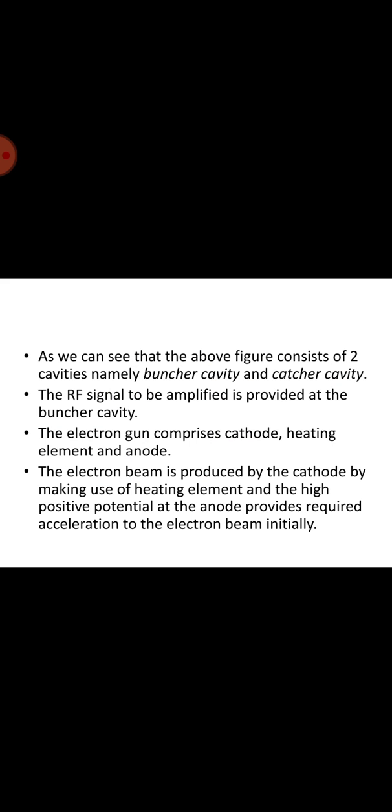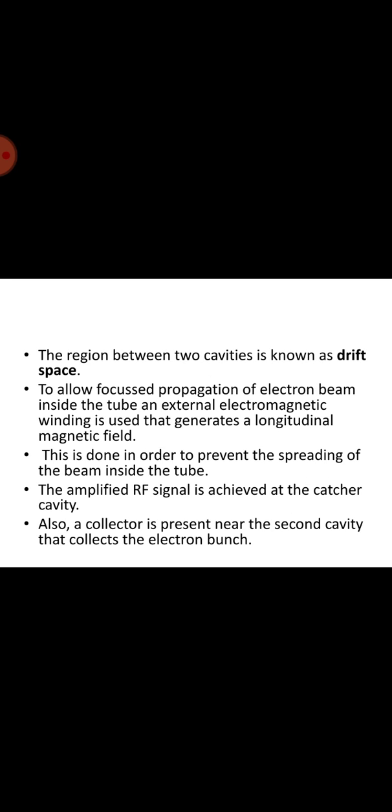This diagram shows the structure of the two cavity klystron. As we can see in the figure, it consists of two cavities called the buncher cavity and the catcher cavity. The RF signal to be amplified is provided at the buncher cavity. The electron gun comprises a cathode, heating element and anode. The electron beam is produced by the cathode by making use of the heating element, and the high positive potential at the anode provides the required initial acceleration to the electron beam. The region between the two cavities is known as the drift space.